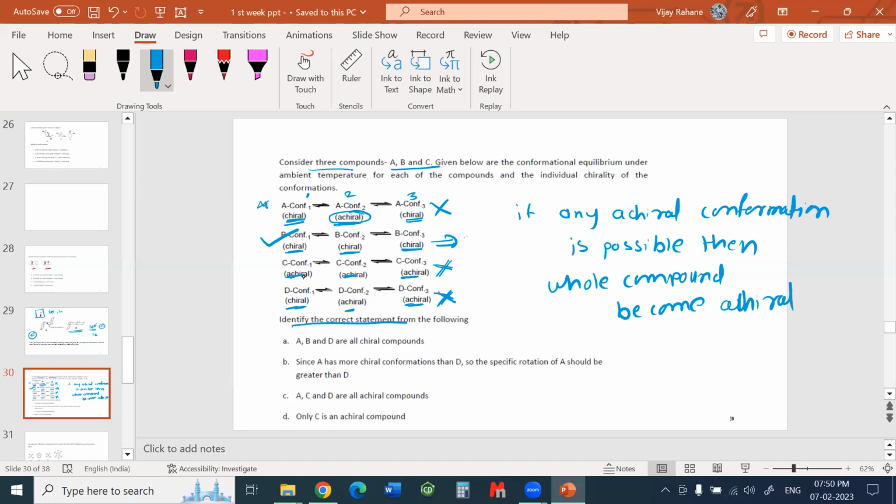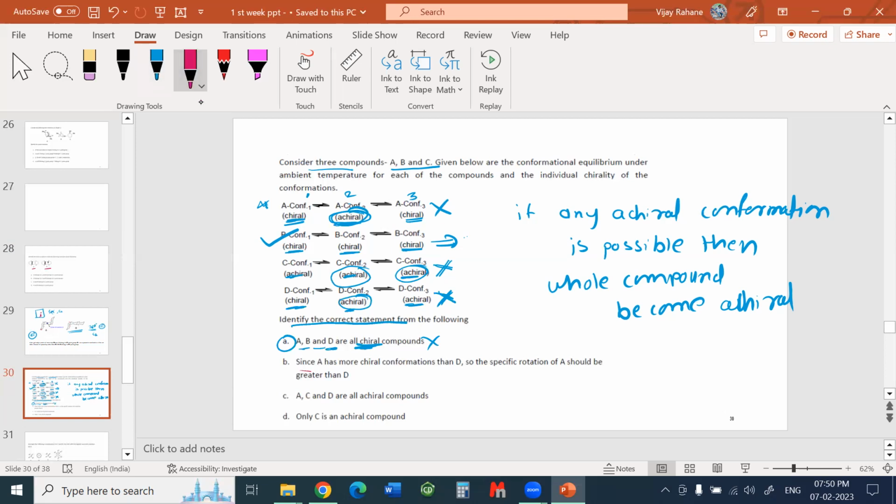So identify the correct statement of the following. What is given in the first one: A, B, C, D are all chiral compounds. Exactly wrong. This is obviously wrong, since it has an achiral conformation here, in the C also one achiral conformation, here also one achiral conformation, and in A here an achiral conformation. Whenever any possible conformation is achiral, the whole molecule or compound becomes achiral or optically inactive. This thing we need to keep in mind.